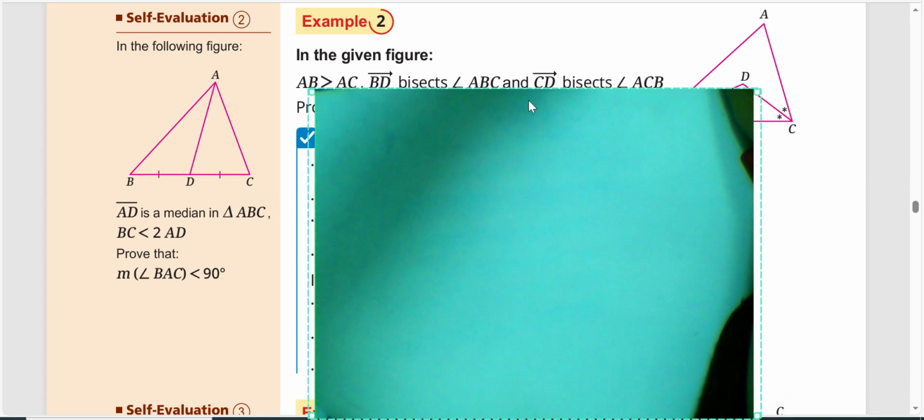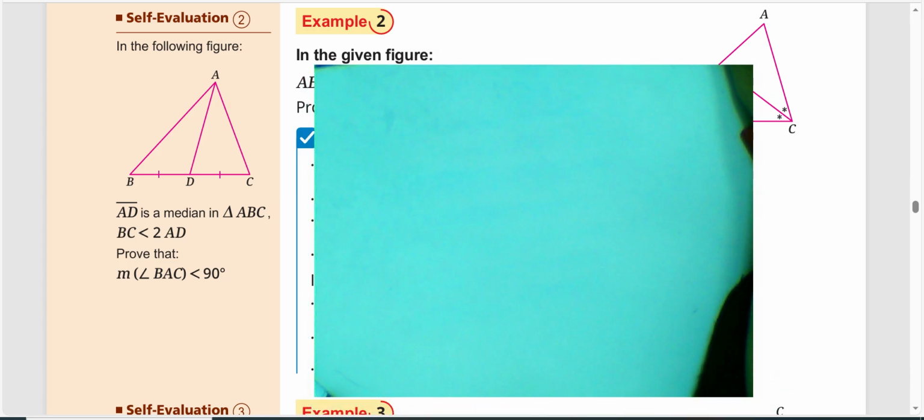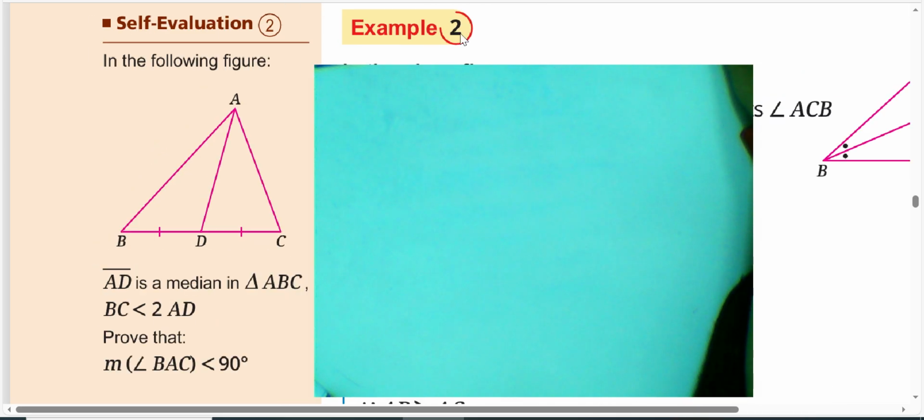We can solve self-evaluation number 2 by this method. Look at here, we have triangle ABD and triangle ADC, and D is the midpoint between B and C. He wants to find or prove that the measure of angle BAC is less than 90 degrees. He wants to prove that BAC, this angle, is less than 90. And he gives me the relation also: BC less than twice AD.